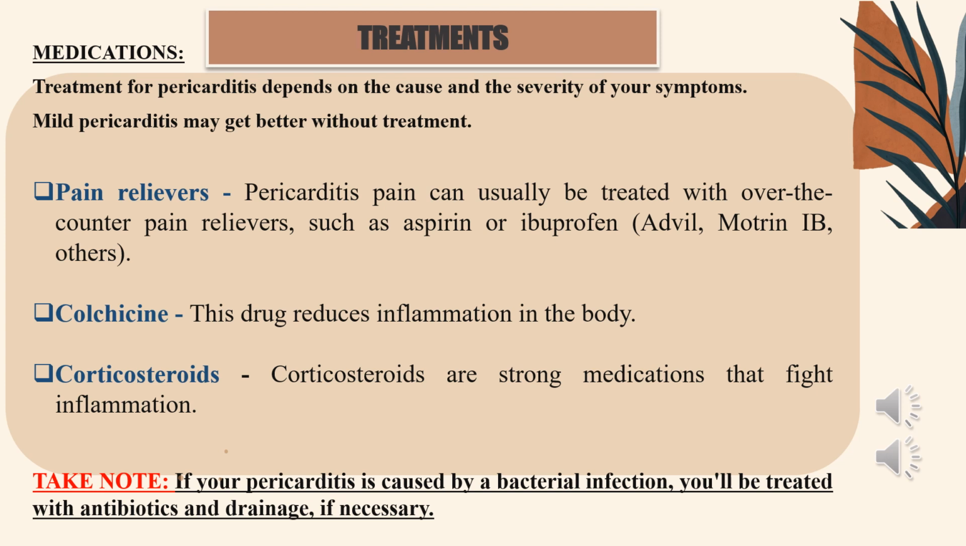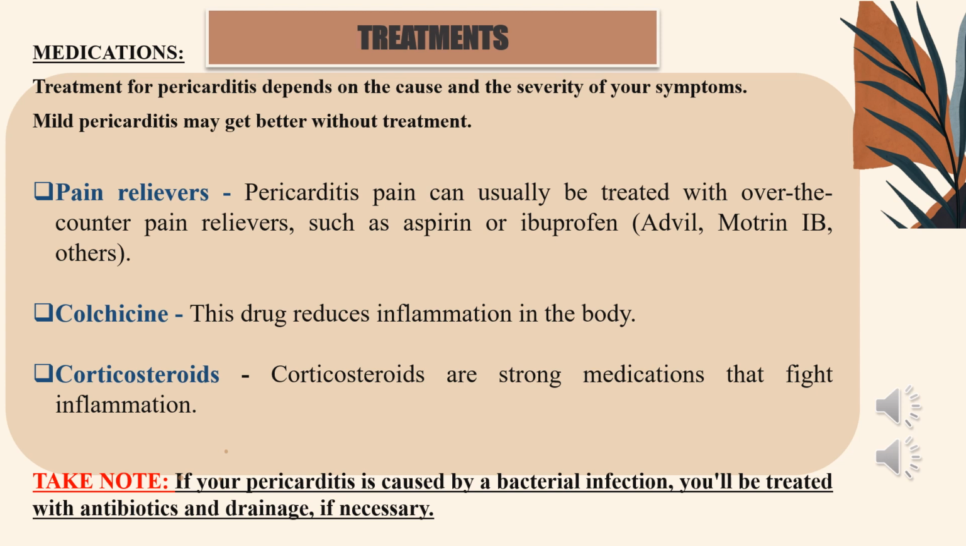The next one, colchicine. This drug reduces the inflammation in the body. It is used to treat acute pericarditis or if your symptoms tend to come back. You should not take this drug if you have liver or kidney disease. Colchicine can also interfere with other drugs. The physician will carefully check the health history of the patient before prescribing colchicine.